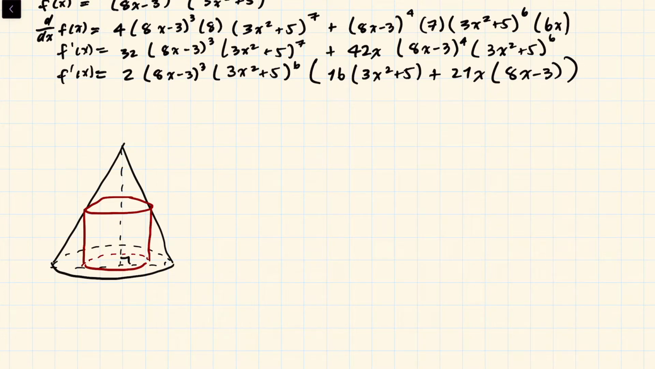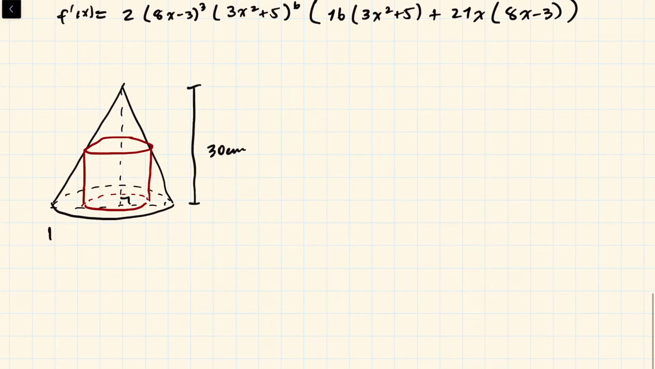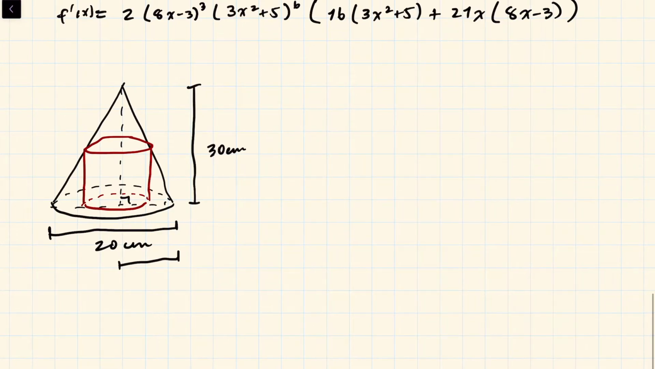So we want to find out now, what is the maximum size of the cylinder that we can inscribe into this specific cone here? Or what is the maximum volume, I should say, of this cylinder that we can inscribe into this cone here? And I'll make up some dimensions here. Its height, let's say 30 centimeters. The diameter of the cone, we'll say is 20 centimeters, right? And so half of it, which is the radius of the base of the cone, is 10 centimeters.